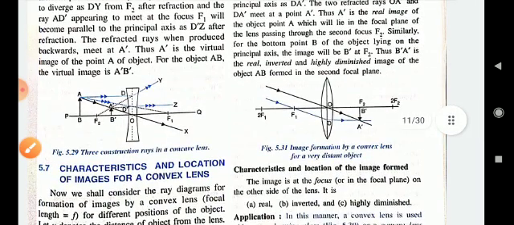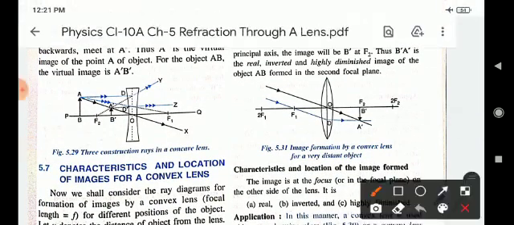Same process. If the object is at this point before F2, then the image will be at this point, A dash B dash, because the same procedure is adopted to draw the ray diagram for a concave lens.